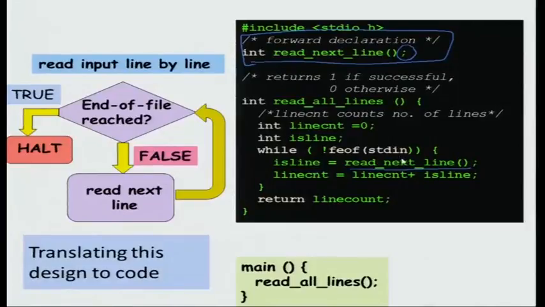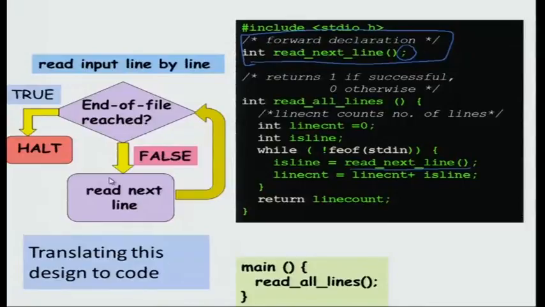We will see that in a minute. While the end of file has not been encountered, you say that read next line. Read next line will return a 1 if a line has been encountered, otherwise it will return a 0. So, line count will be incremented by 1 if I read another line, otherwise it will remain as it is. Finally, you return the number of lines read. So, this is a realization of the flow chart on the left.